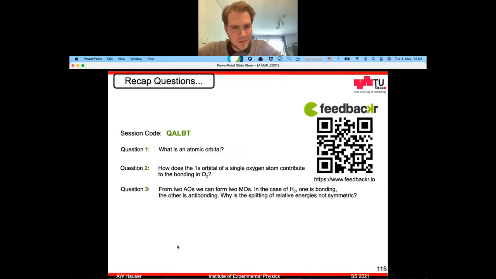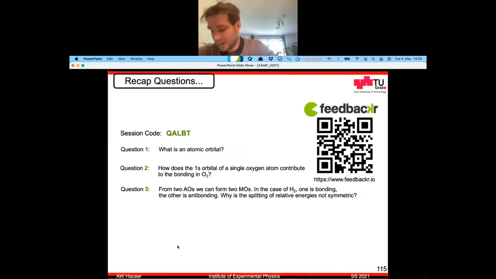And the last question: from two atomic orbitals, we can form two molecular orbitals. In the case of H2, one is a bonding and the other one is an antibonding orbital. Why is the splitting not symmetric? And here 50% got the answer due to the overlap, which is the correct answer. It is this overlap, the S.